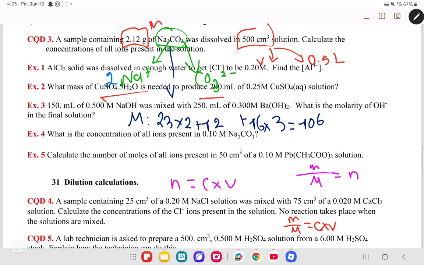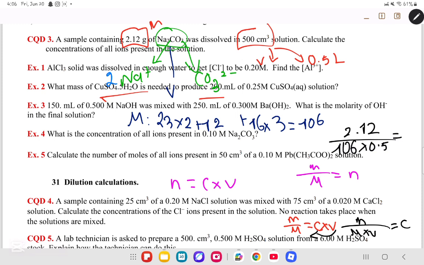So we need to find the concentration. So you'll move volume there. So it will be mass over molar mass times volume is equal to the concentration. Okay, so let's find the concentration together. We have the mass, which is 2.12, over the molar mass, which was 106, times the volume, which is 0.5.